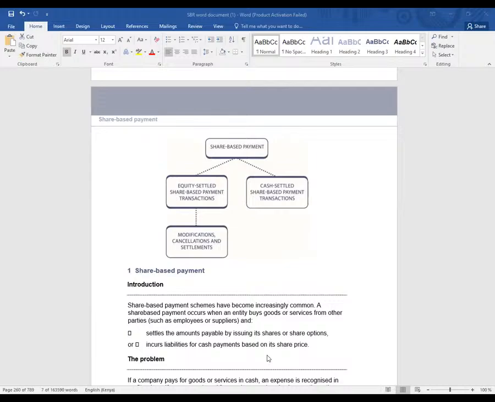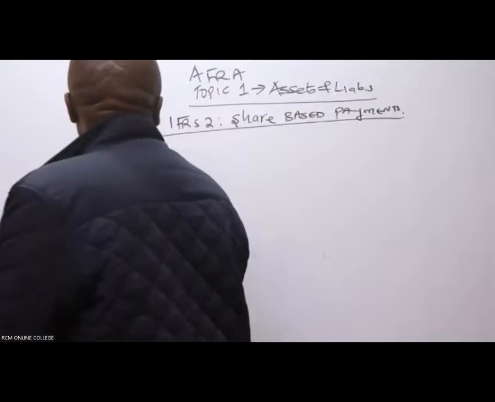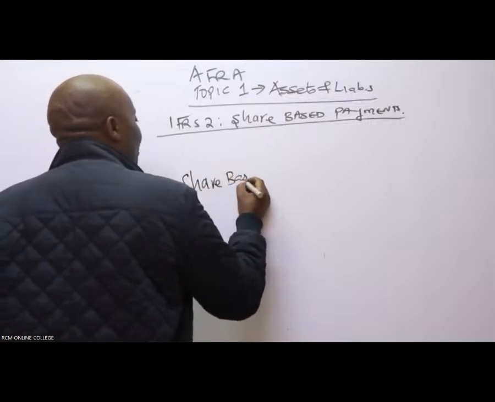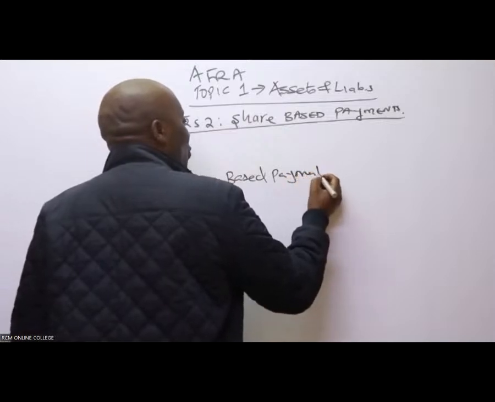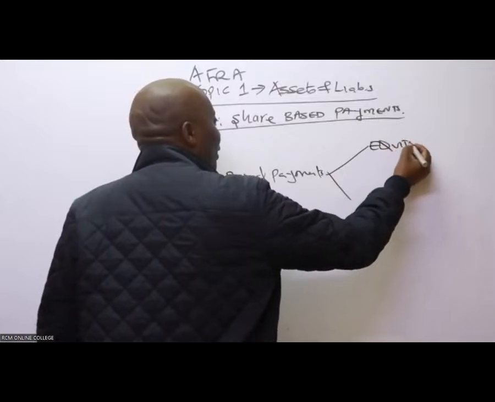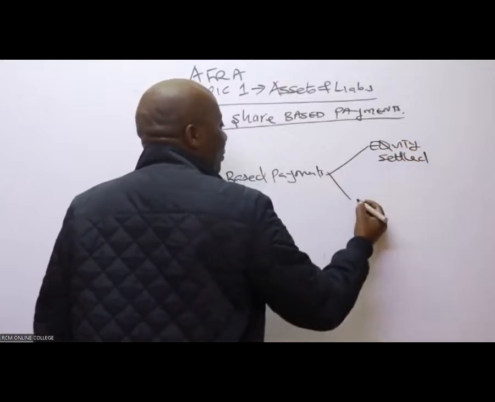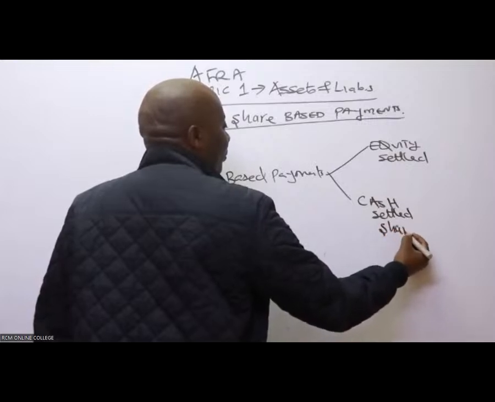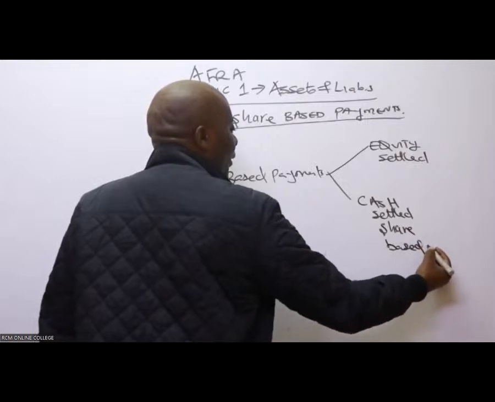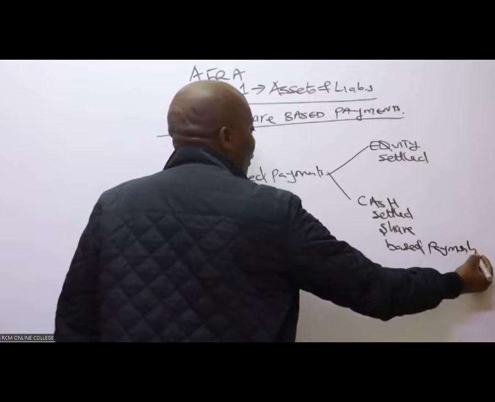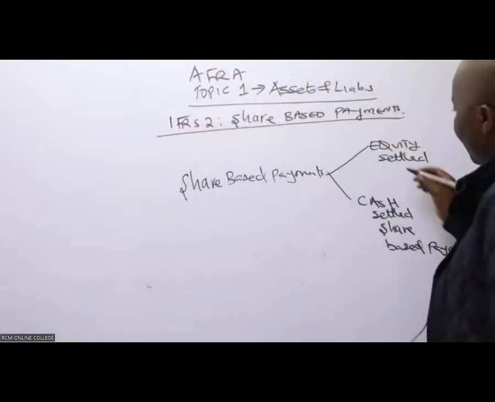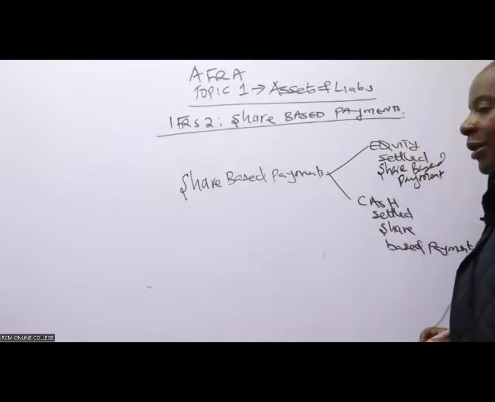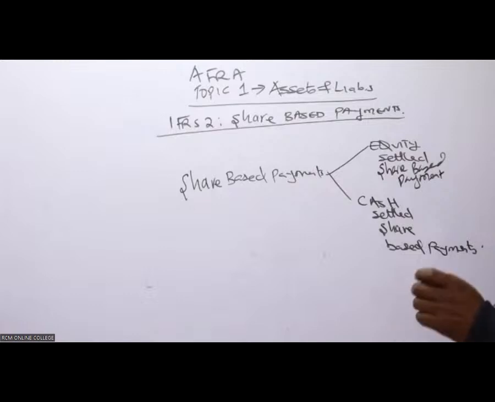So by the end of today's session, all of us would have understood that in terms of this IFRS 2, we have share-based payments. We've got what we call equity settled, and then number 2, we have what we call cash settled share-based payments. You can take your notes. So we have equity settled share-based payment, and then in this case what we are calling a cash settled share-based payment.